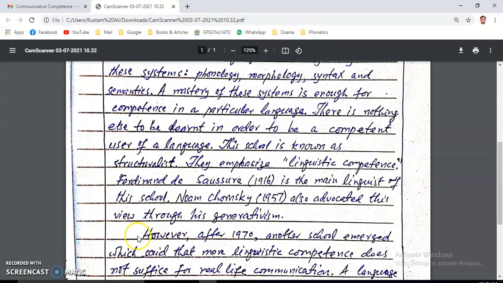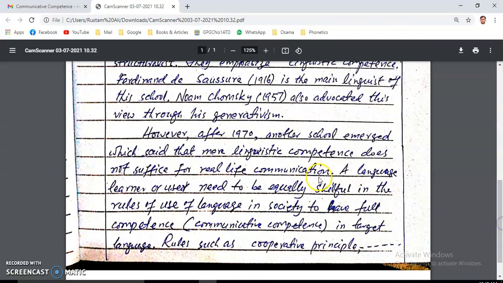Now, the third paragraph. However, after 1970, another school emerged which said that mere linguistic competence does not suffice. Now, here I have also made a mistake: when you are using the second form here, in order to maintain consistency of structure, you are supposed to use "did not" here. Okay. Another school emerged which said that mere linguistic competence did not suffice for real life communication.